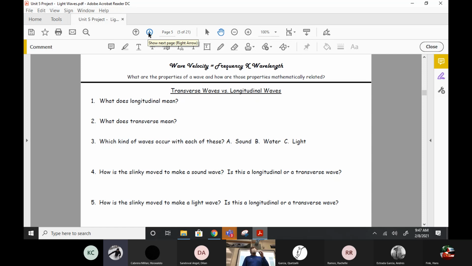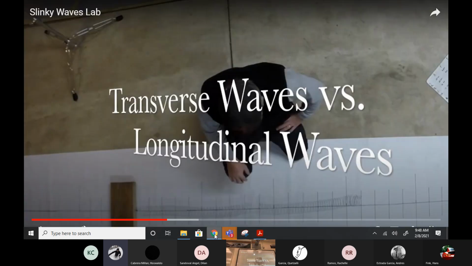Does the disturbance that created the wave go across the wave? Transverse. Or does it go in the same direction as the wave, the length of the wave? Longitudinal. So you could also think of these as parallel or perpendicular. Perpendicular would be transverse. Parallel would be longitudinal. So let's go back to the video and pick it up where we left off.